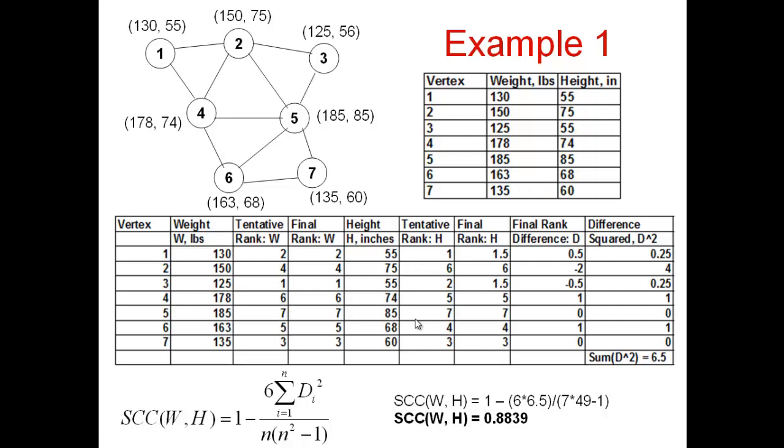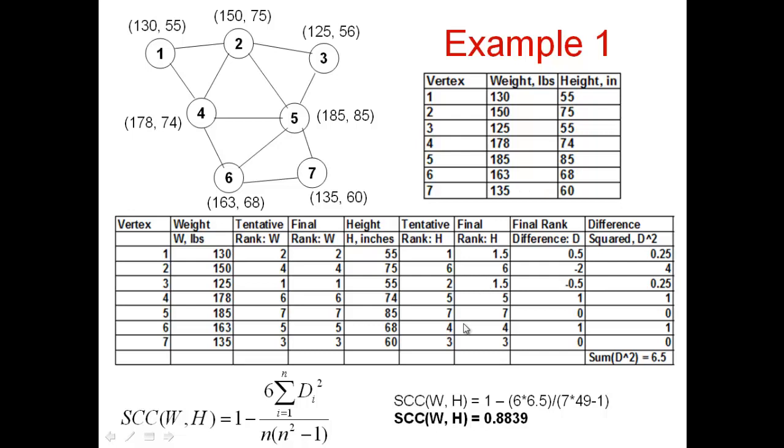So once you get the tentative rank, we need to find the final rank. Now in this case, you see that we had a tie with 55 and we gave the tentative rank of 1 and 2. So the final rank for all the vertices that have a tie is going to be the average of the tentative rank values. So the tentative rank values we had were 1 and 2. So it's going to be 1 plus 2, which is 3, divided by 2. So average of 1 and 2 is 1.5. So that's going to be the final rank for both vertices 1 and 3, 1.5.